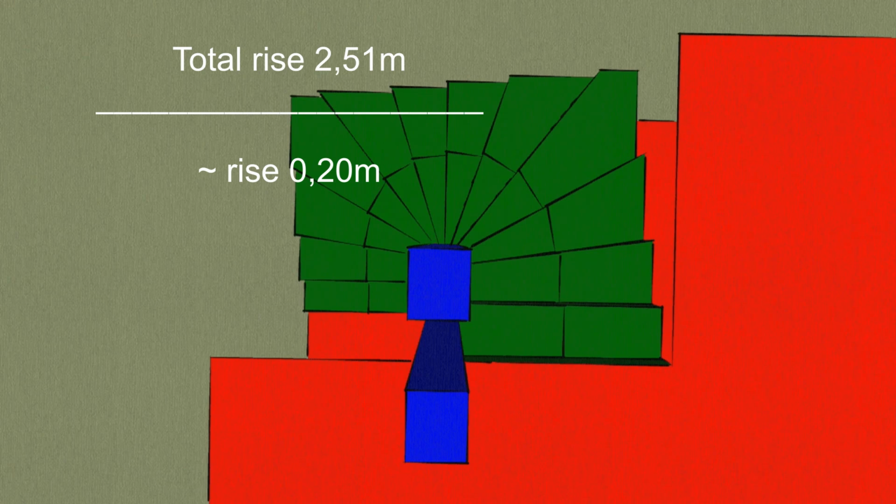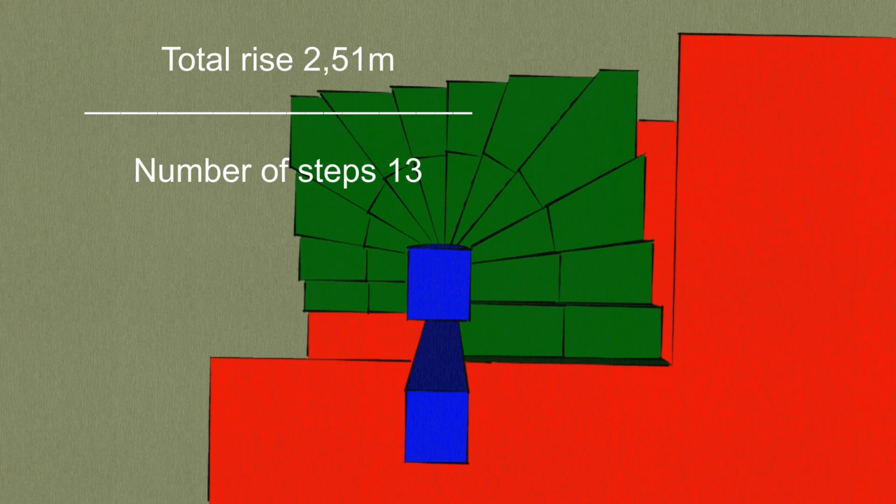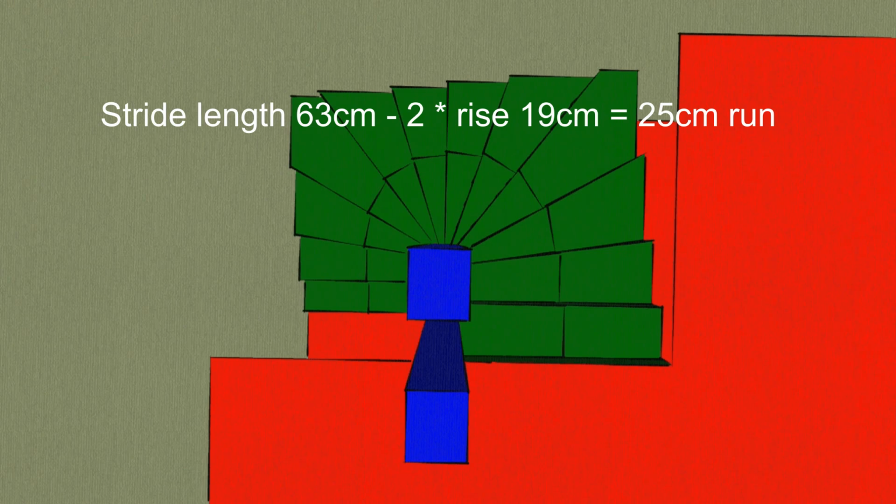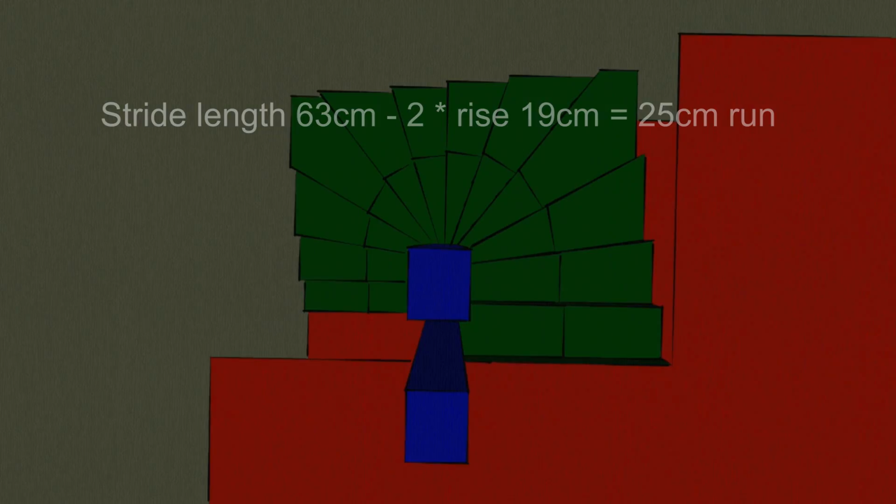Dividing the total rise by 20 centimeters and choosing the following integer, I got the number of stairs. Dividing the total rise by this number, I got the rise of 1 stair. The horizontal way you would walk depends on the dimensions and the geometry of the staircase. This total run has to be divided by the number of treads, and that's the number of steps minus 1. The result is the average run for 1 stair. You can compare this to a traditional formula that would recommend 25 centimeters for this.